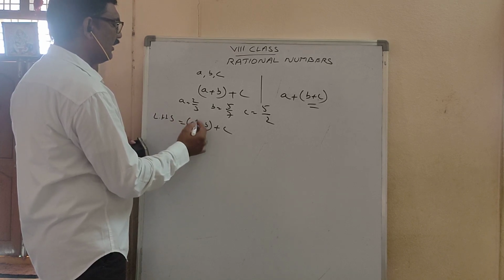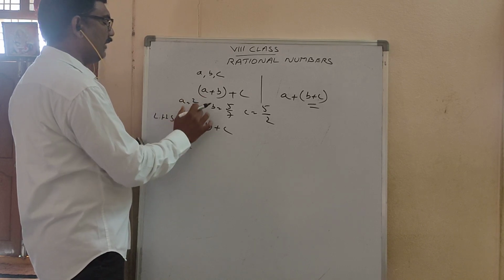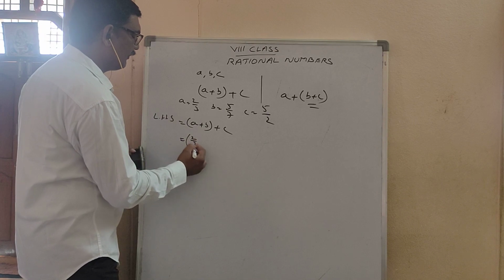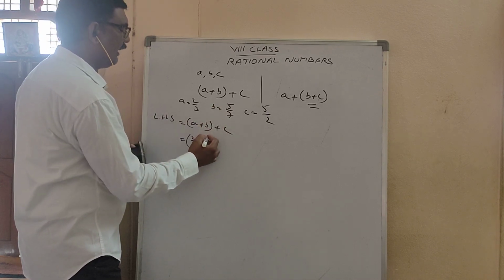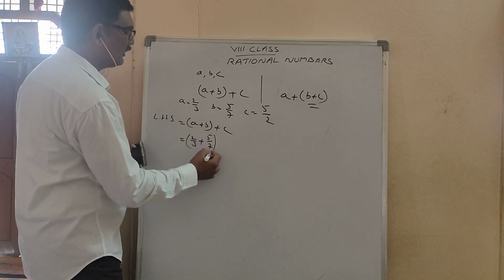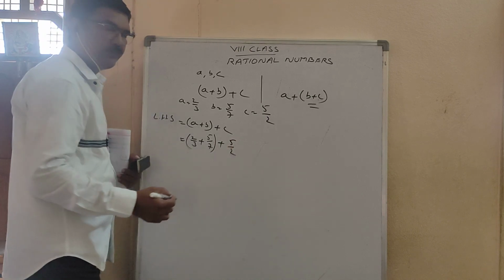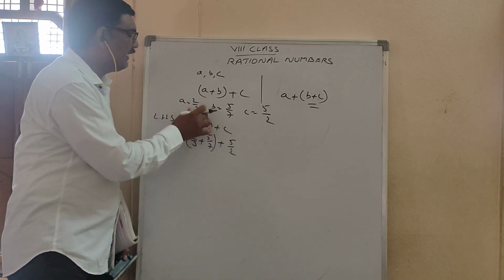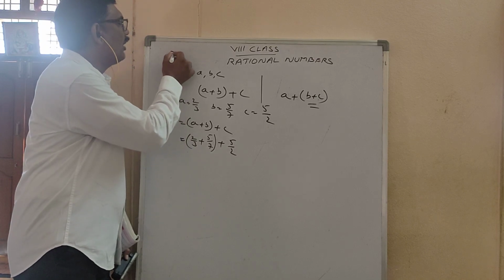A is equal to 2 by 3. Means in place of A, what do I have to write? 2 by 3. After A, what are you seeing? Plus. What is B? 5 by 7. You have to close the brackets. Plus C. What is C here? 5 by 2. As it is, I substituted the values of A, B, C. Next, you have the BODMAS rule.